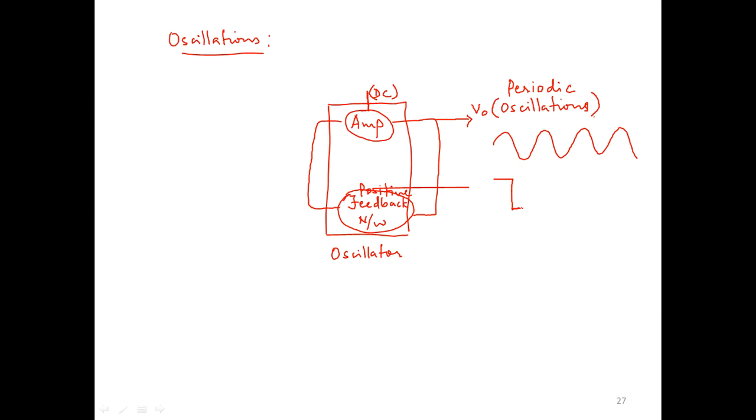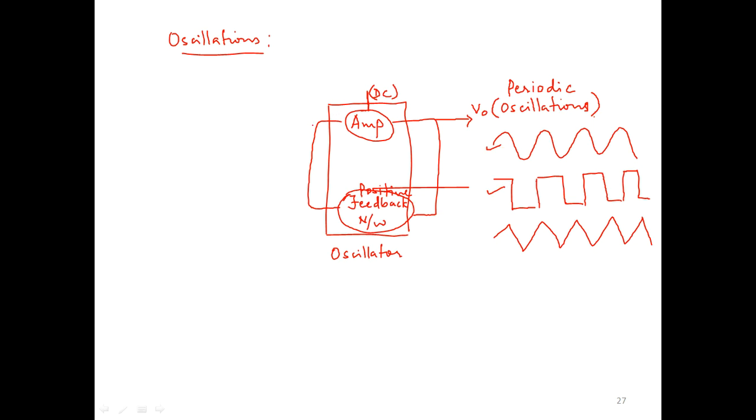Similarly, a square pulse with a constant amplitude and a constant frequency can also give periodic oscillations. Sometimes it could also be a triangular waveform. All these come under periodic oscillations, but most of the time we focus on either the sinusoidal oscillator or the square pulse oscillator.